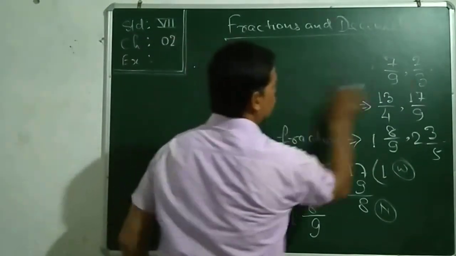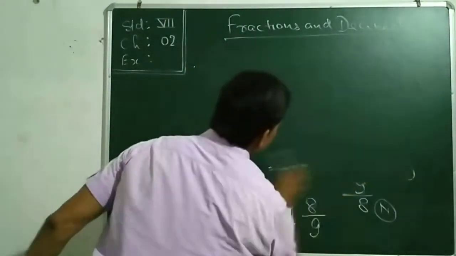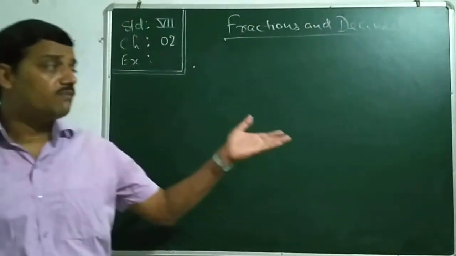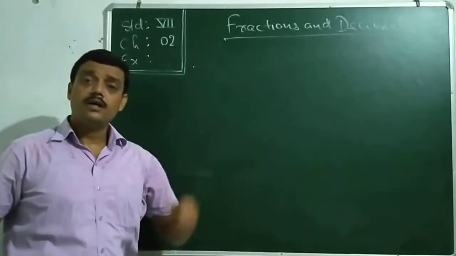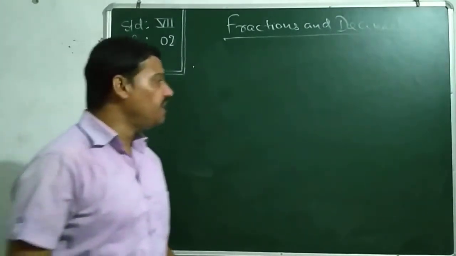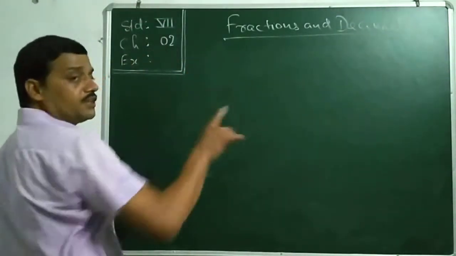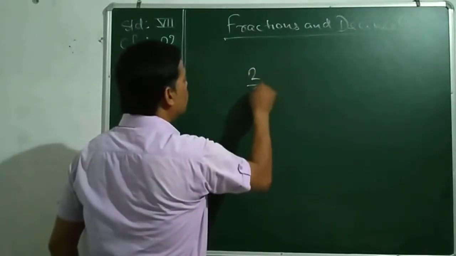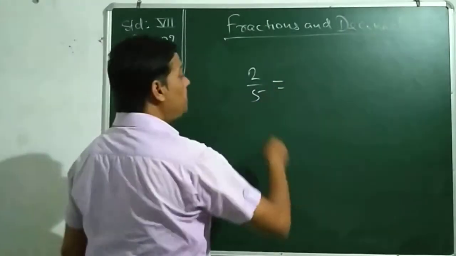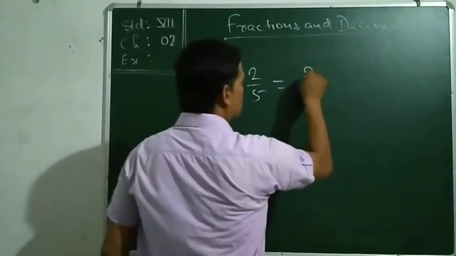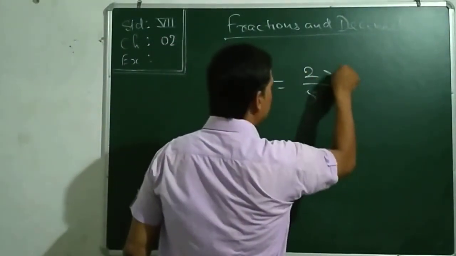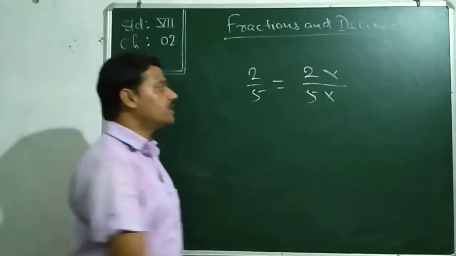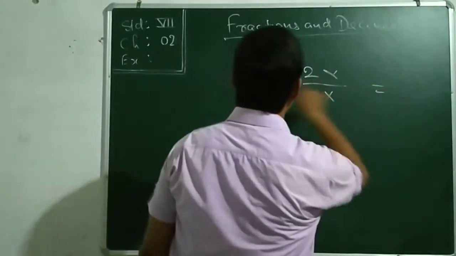Once you get a fraction, you can write unlimited, infinite numbers of equivalent fractions for any given fraction. If we consider one fraction, say 2 by 5, if you multiply numerator and denominator both by the same number, the resultant number will be equal to 2 by 5.